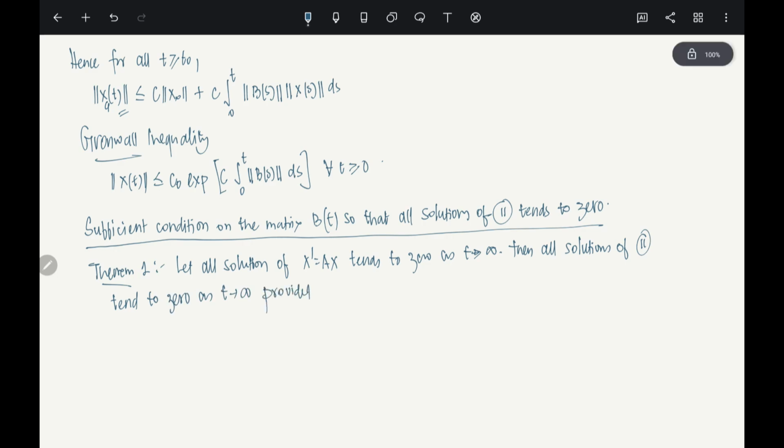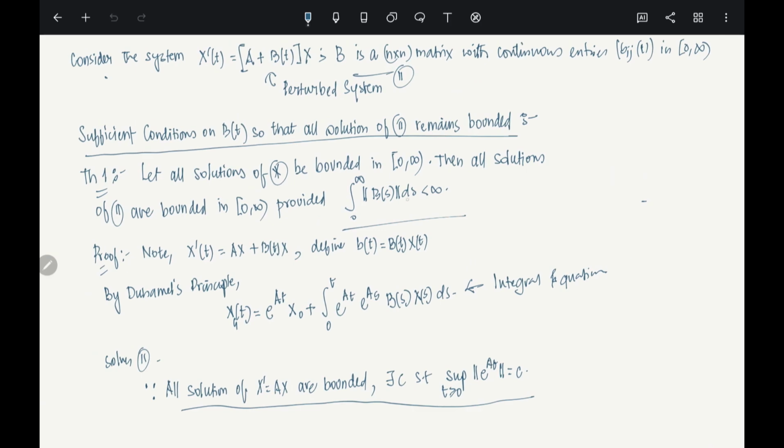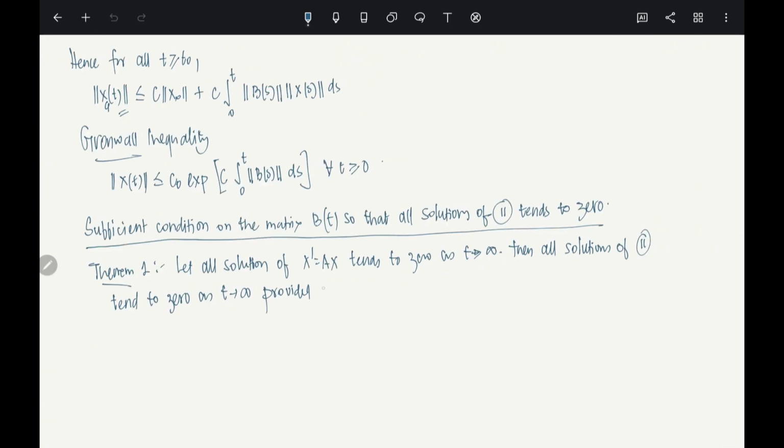See, initially what did we need? We needed the integral of b of s to be finite. Now we need b of t to go to 0 as t goes to infinity. Is this okay? This is very intuitive, right? It should happen. But intuition is fine, we have to prove it anyway. From the earlier theorem, it is very intuitive. So let's look at the proof.